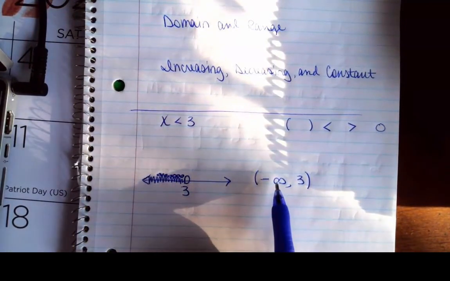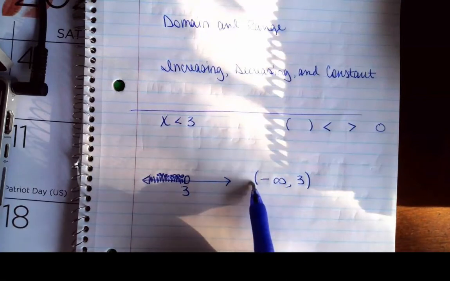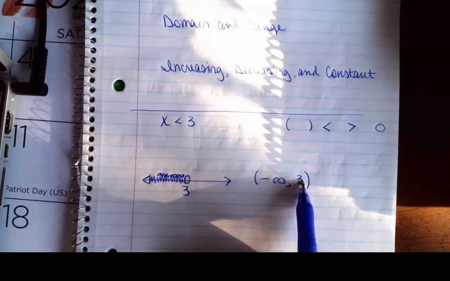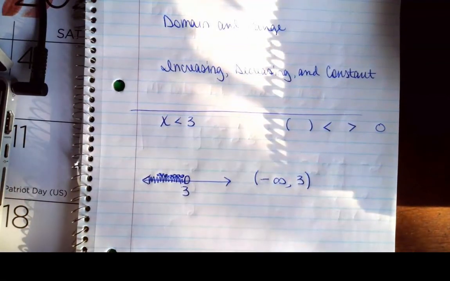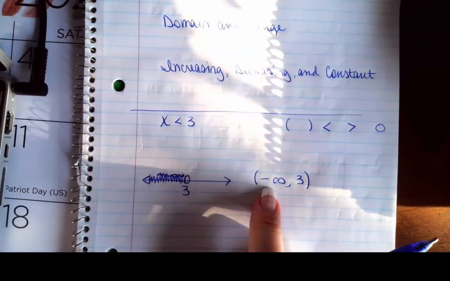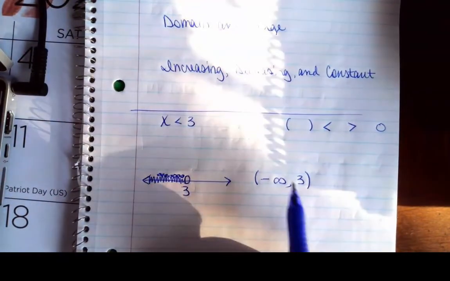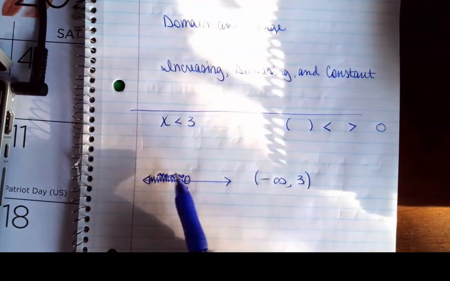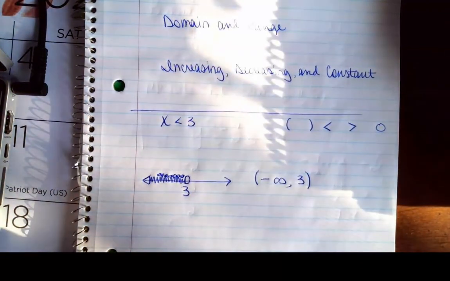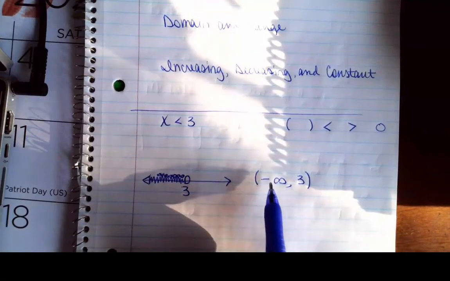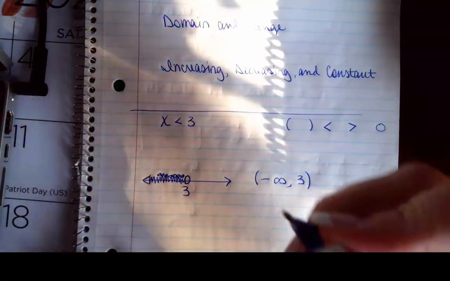Okay, so from negative infinity, soft bracket, all the way up to 3, don't touch, that's all of the x's that work. So from left to right, or from bottom to top, okay? So either left to right, because left is where the negatives are, or if you're going up, down is where the negatives are. So you're either going to start at the left and go right, or you're going to start down and go up. Now let's try another one.